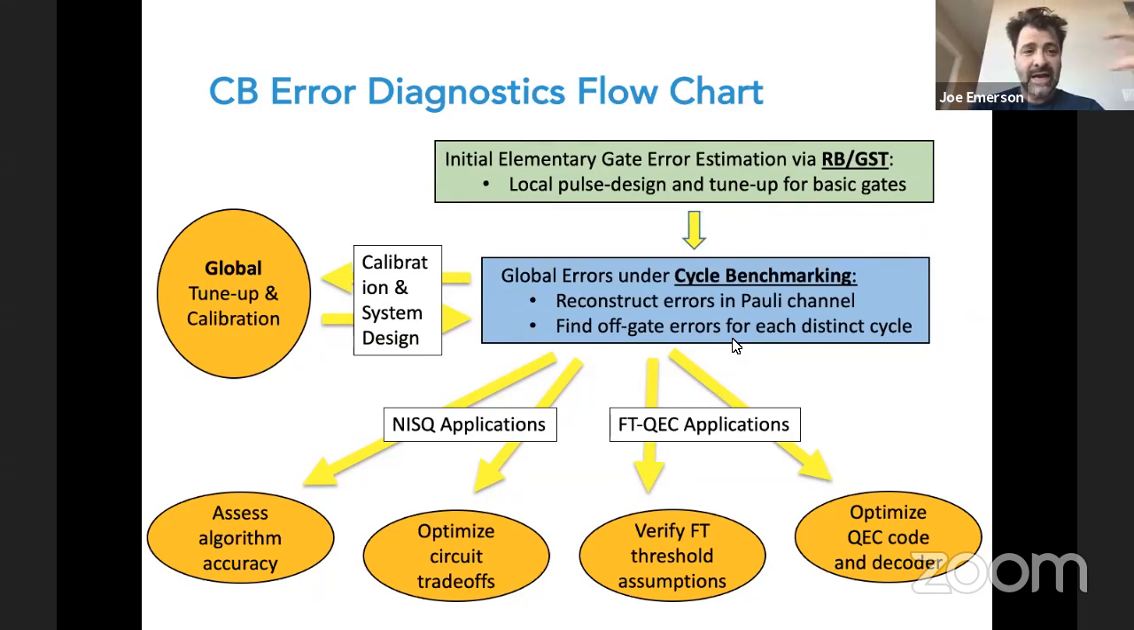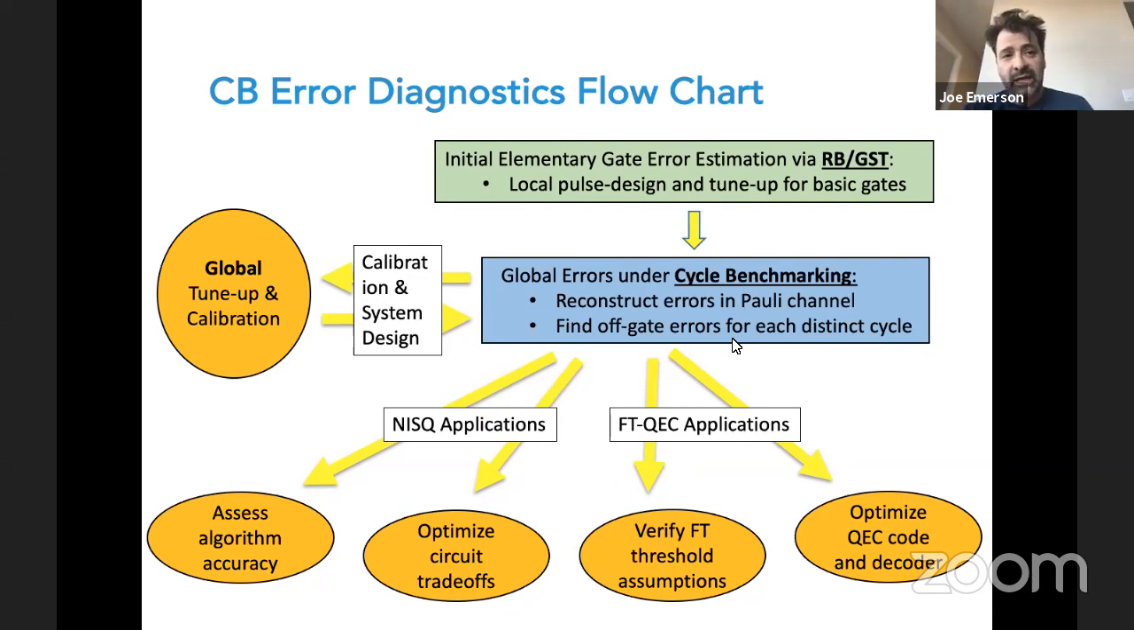On the other hand, for NISQ applications, we want to understand what is the accuracy of the algorithm? What are different trade-offs we can apply to find more robust ways to implement the same global unitary by different circuit decompositions? I'll talk a bit more about that at the end of the talk if there's time.